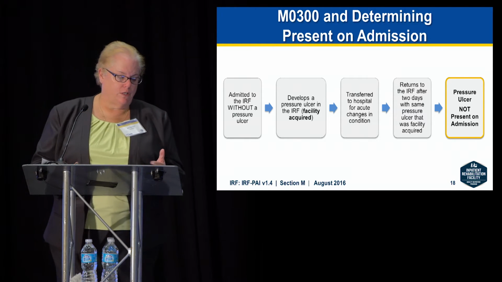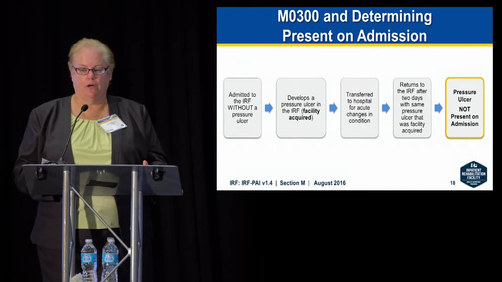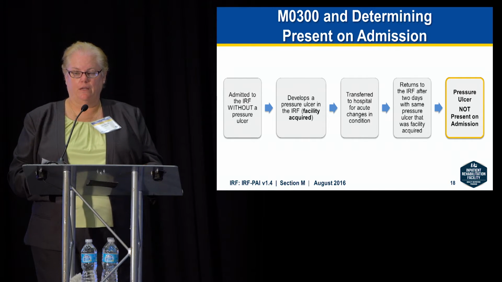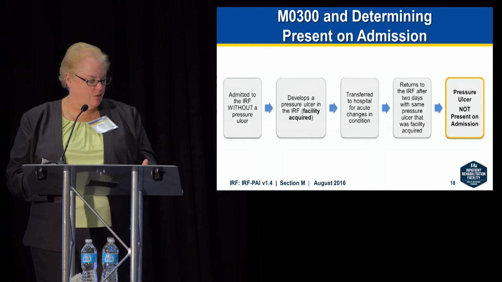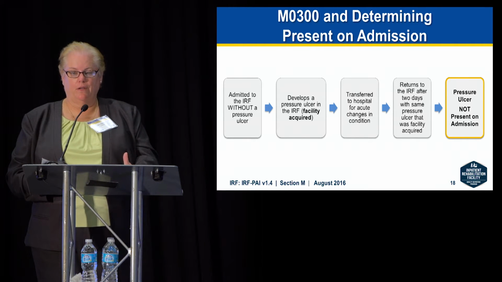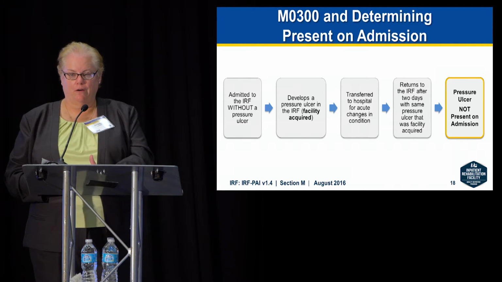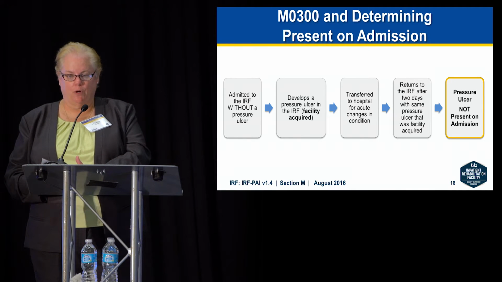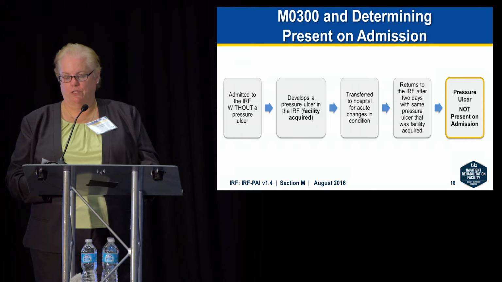So when we're coding this, the pressure ulcer is not present upon admission. Does everyone get that? Because it wasn't present upon admission, okay, because they're admitted without it. They develop it. They go out to the acute care. They come back with that same ulcer, same stage and everything. So it wouldn't be coded as present upon admission.